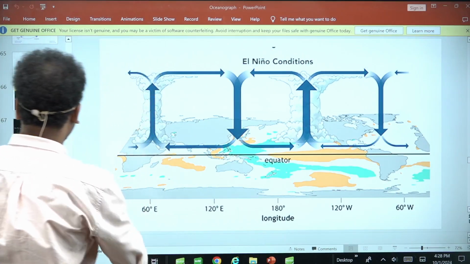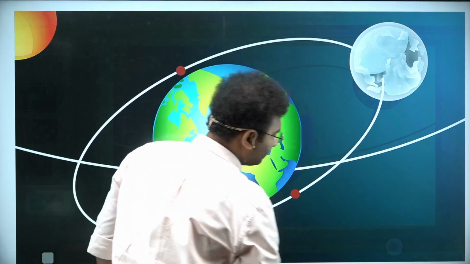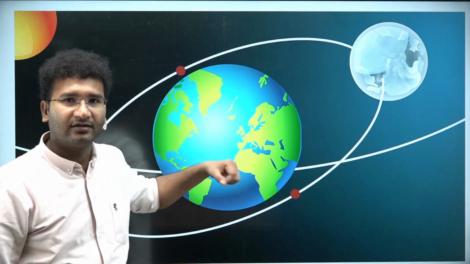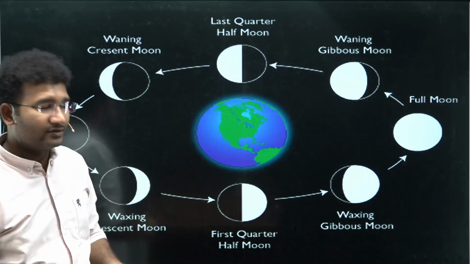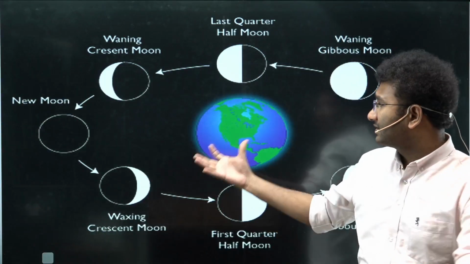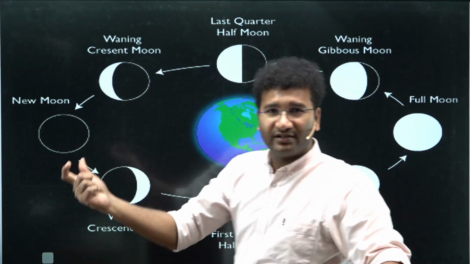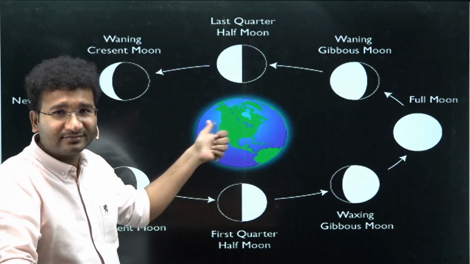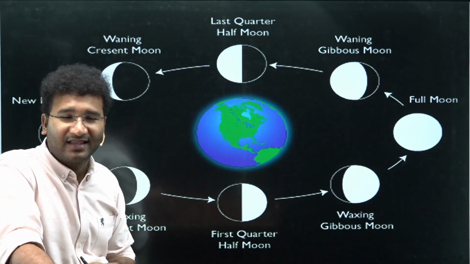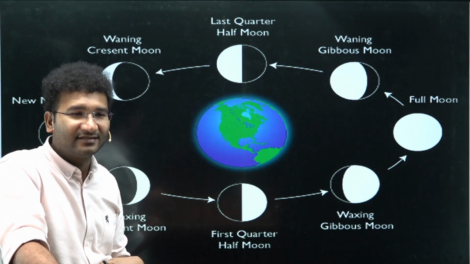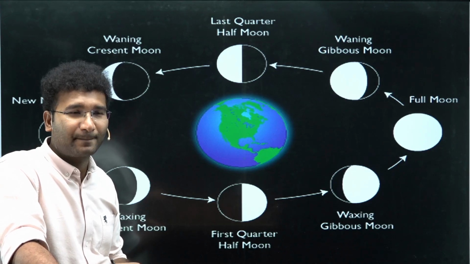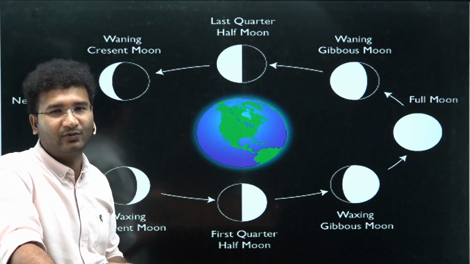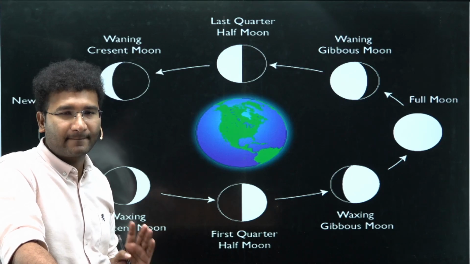See here, around the earth, the moon revolves, right? Earth and moon revolve around the sun, right? So look at this. This is the earth. The moon goes around the earth and it takes how many days? How many days for you? 10, 12, 14, 28. It takes 28 days for the moon to go around, almost 1 month, right?